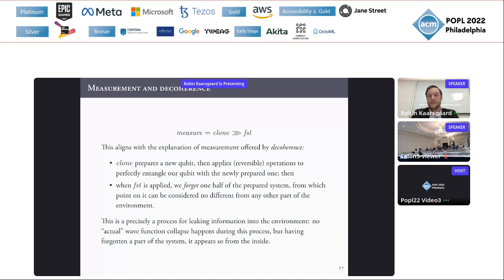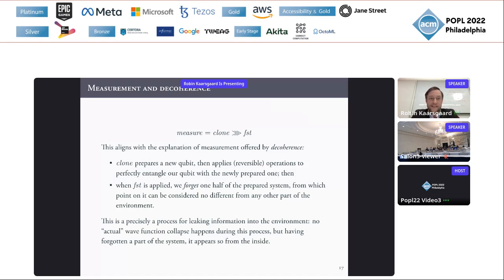Well, if you're classically inclined, I mean, this looks completely insane, right? Measurement is you clone and then you throw away one copy. That seems insane. That doesn't do anything, right? And you're right, classically, it doesn't do anything. But then again, measurement of a classical state isn't supposed to do anything either, right?